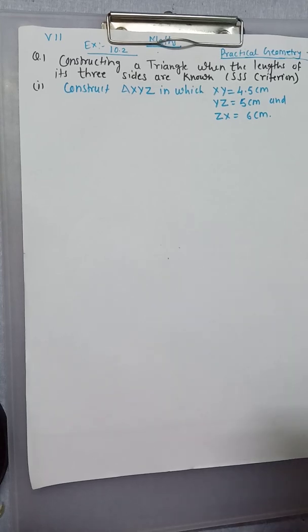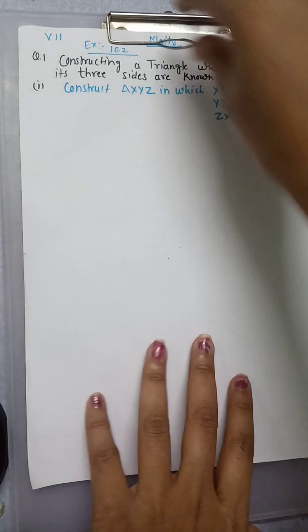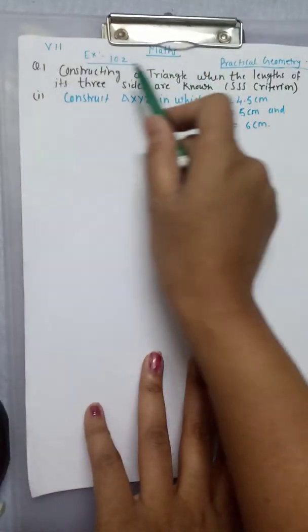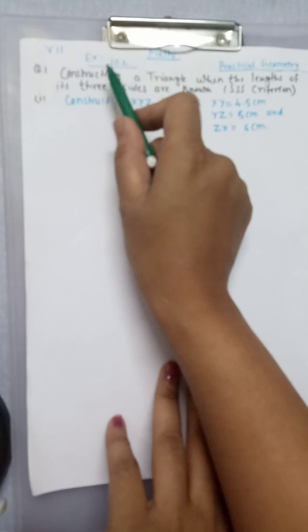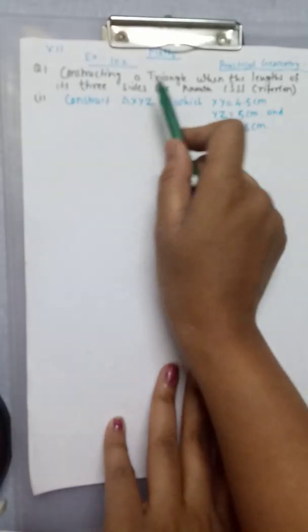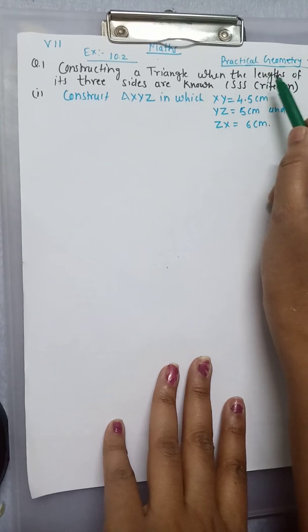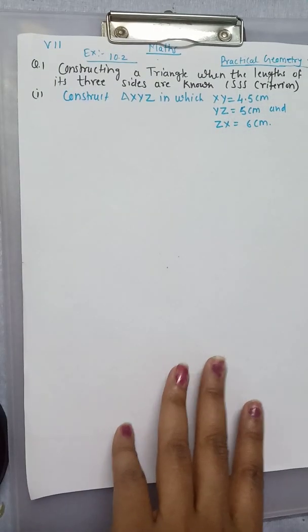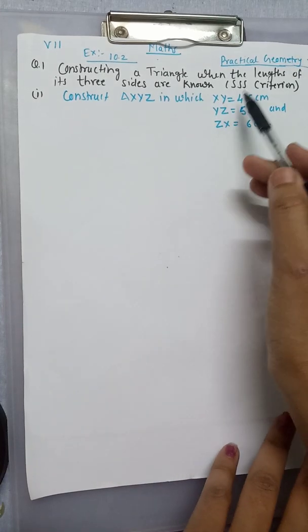Good morning, students. Today I am going to teach you Standard 7th Mathematics, Chapter 10, Exercise 10.2 Practical Geometry. Constructing a triangle when the lengths of its three sides are known means when three sides are given.